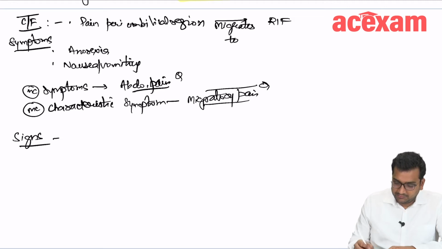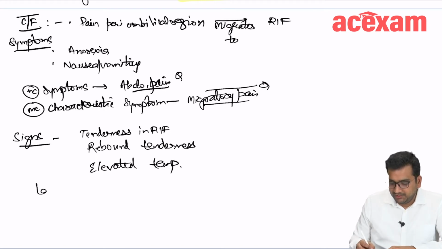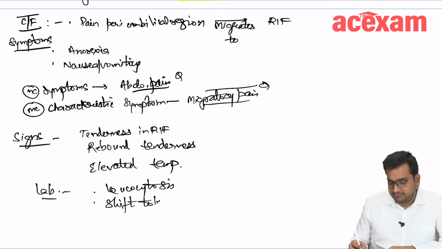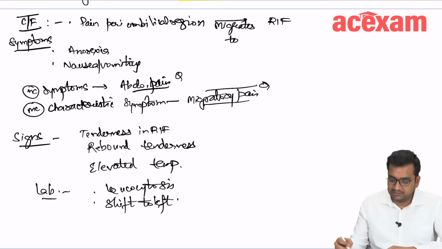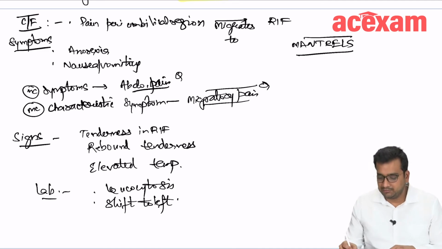There are signs also, which are tenderness in the right iliac fossa, rebound tenderness, and there may be elevated temperature. And in laboratory investigation, there may be leukocytosis, or there may be shift to left. Okay. So, this can be remembered as the mnemonic MANTRELS, which I will discuss later on also in the clinical diagnosis of acute appendicitis.